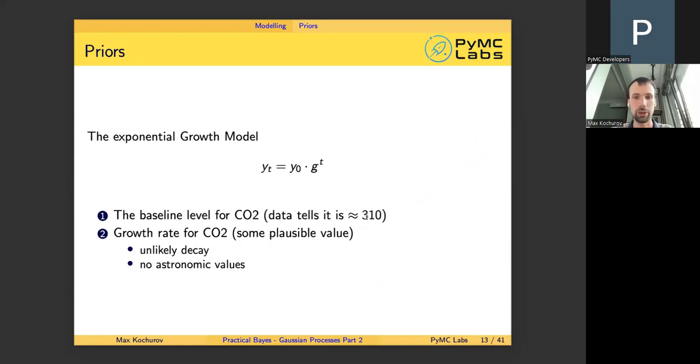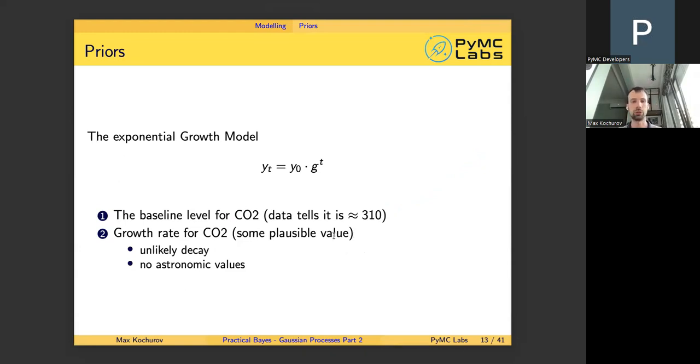I'll use the exponential growth model. And if you take logarithms from both sides, you make this exponential growth model into the so-called log-log model. And this log-log model is a nice approach to deal with exponentials.